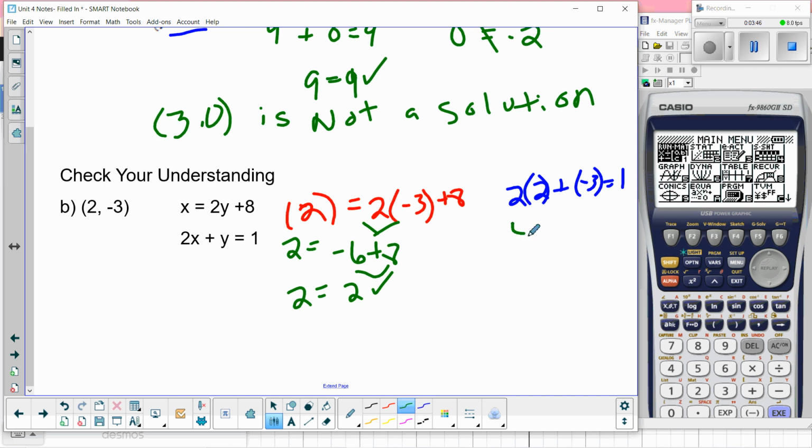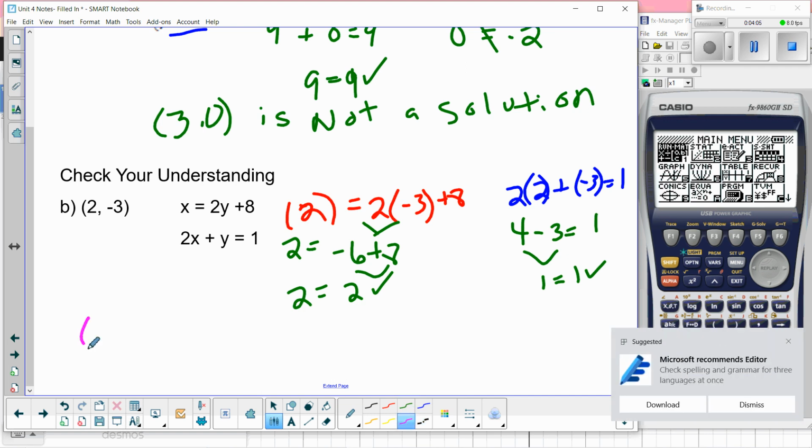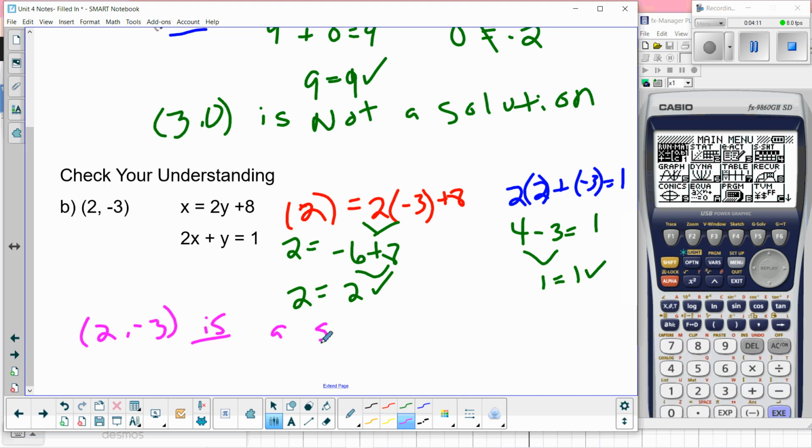2 times 2 is 4, plus negative 3 really means minus 3 equals 1. 4 minus 3 is 1 equals 1. Check. (2, -3) made both equations true, so that means (2, -3) is a solution.